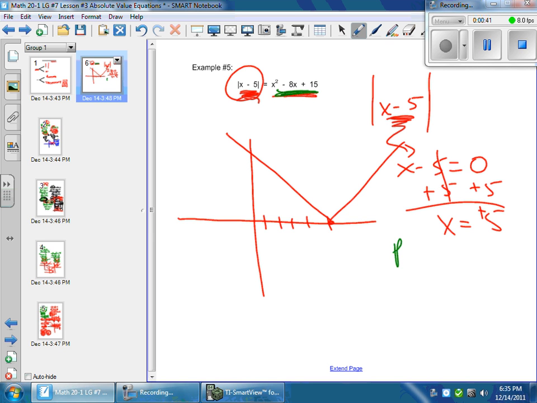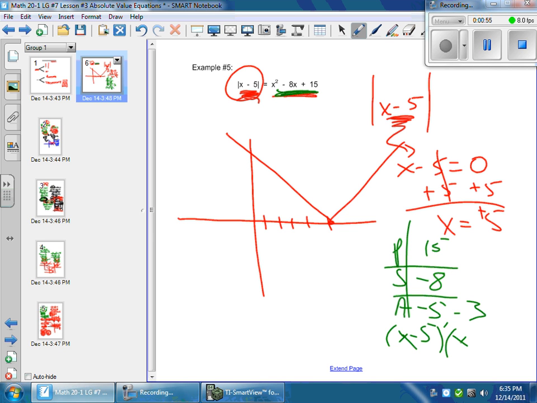Pull out our old favorite PSA and find out the product is 15. The sum is minus 8. What two numbers multiply together and add up to give you minus 8? Minus 5, minus 3. So, of course, x minus 5, x minus 3. This is all the stuff that we've always been doing. Plus 5 and plus 3 are our two answers. But look at this for a second. I want to show you something.